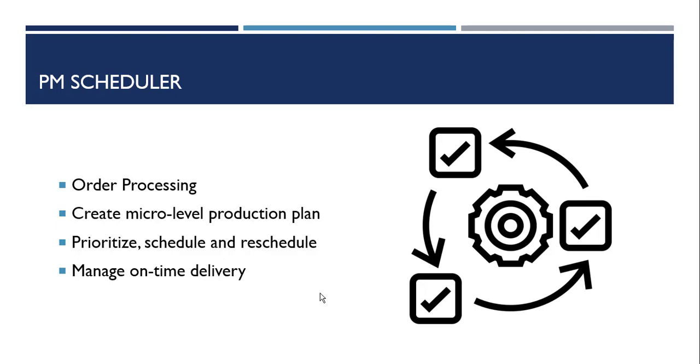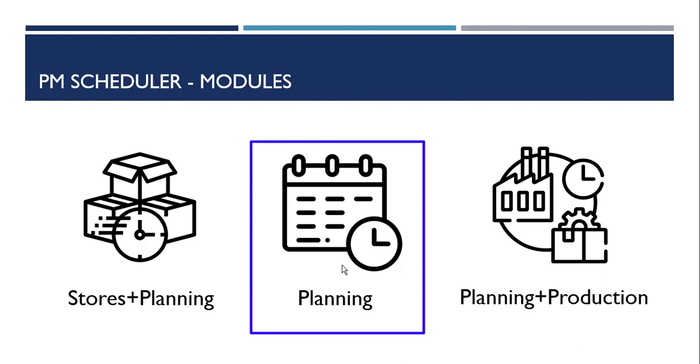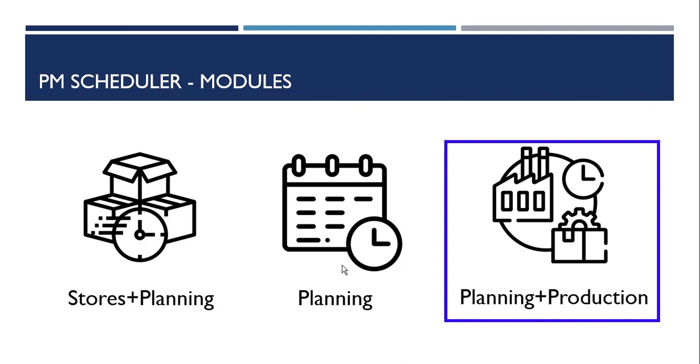Once the production plan is generated, you can observe the expected date of order completion, and the dynamic scheduling feature of the software will help you to manage on-time order delivery. PM Scheduler is offered in a single module or a combination of modules where planning is the core of the platform. Along with planning, either stores or production can be available based on the requirement.